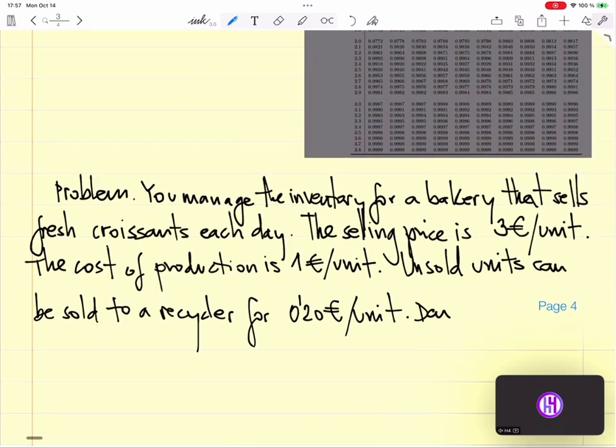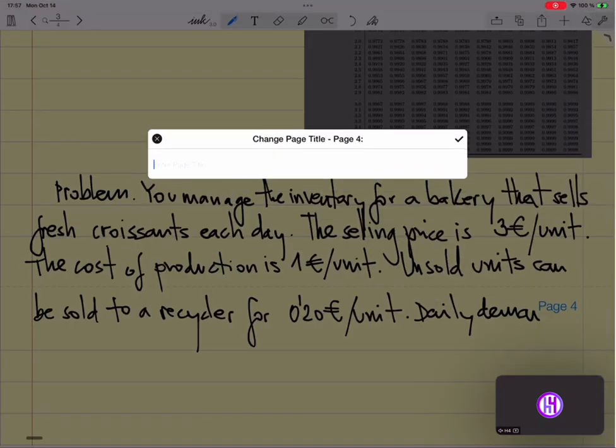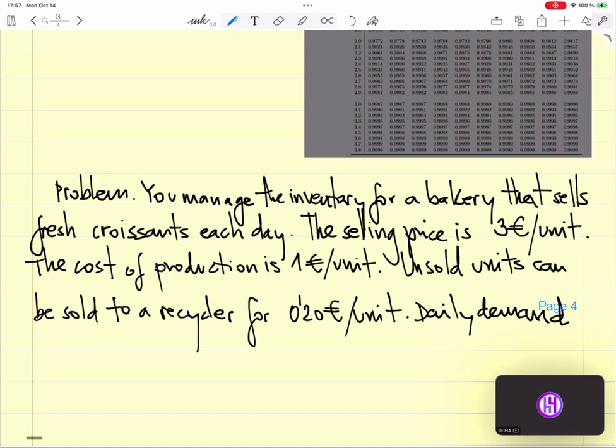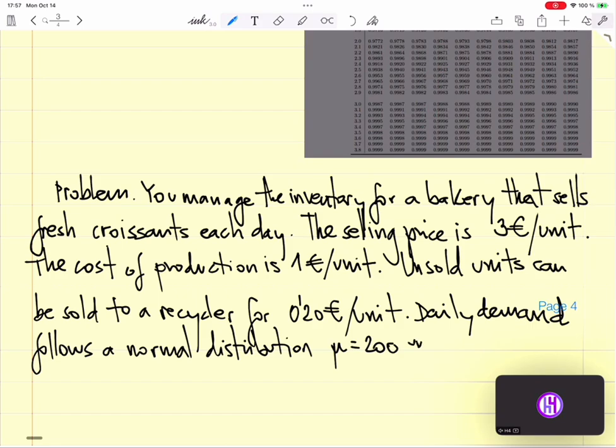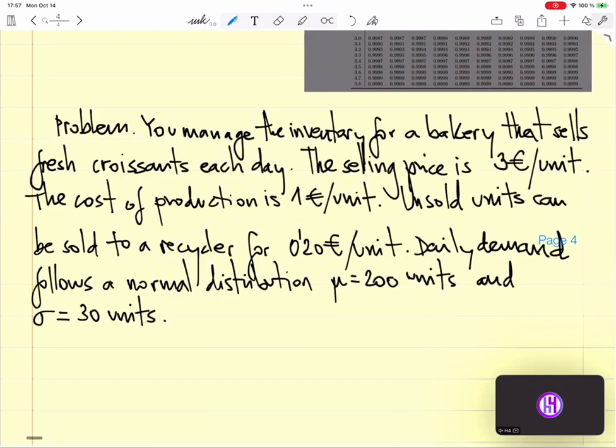Daily demand follows a normal distribution with mean value 200 units and standard deviation 30 units. Okay? So calculate Q star.